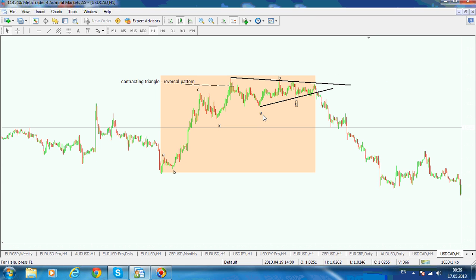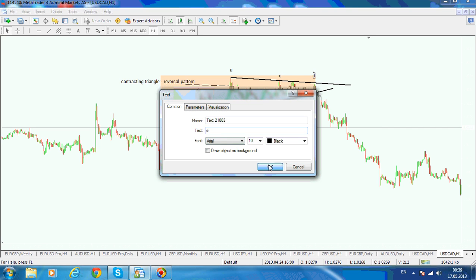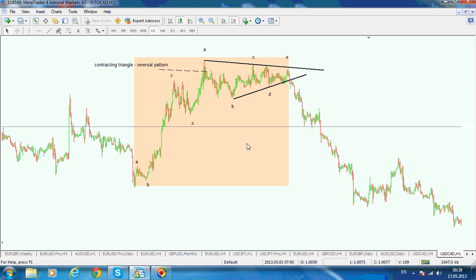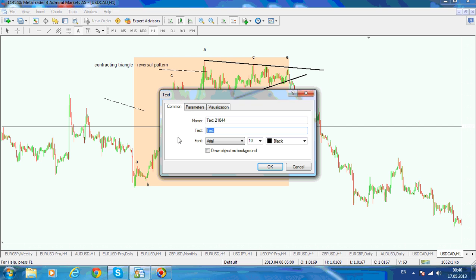Sorry, I mixed up something. So A, because this is a reversal pattern, X, then A, B, C, C shorter than wave B, and the D wave here, and the E wave here, and this should be the end of the correction. And what you're seeing here with A, B, C, X, A, B, C, D, E is called a double combination, or a double correction.